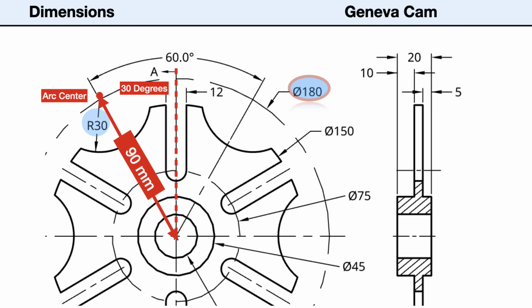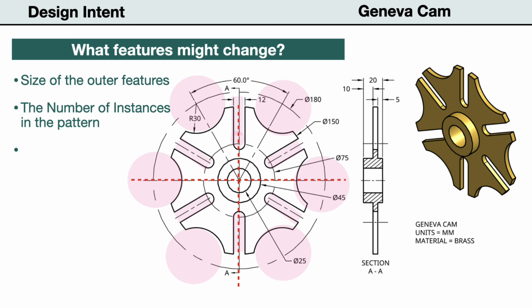Before we model the part in Onshape, let's review the design intent. For this project, we intend our model to be flexible to possible design changes so it will behave predictably if revised. To start, we need to identify any features that might be changed during the design process. First, the size and locations of the arc and slot features that are patterned around the outside of the disc may change. Also, the total number of instances in the pattern may be increased. Last, the diameter or width of the center hub might change.